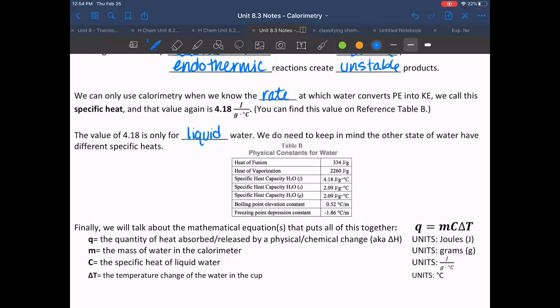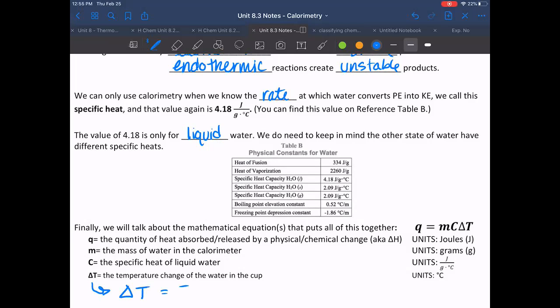M is mass. You guys have seen that variable before. We use grams. The reason we use joules and grams has to do with the specific heat units being joules over grams times degrees Celsius, which means our temperature change has to be in degrees Celsius as well. One thing I want to write here is what does delta T represent?